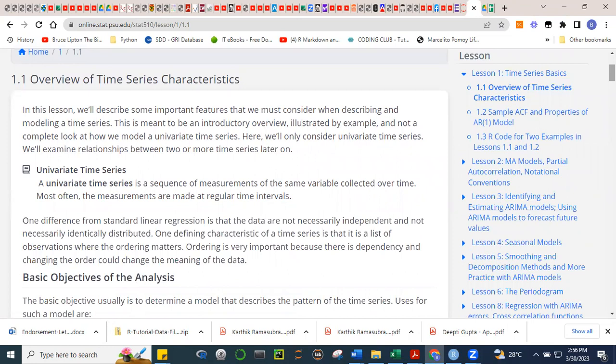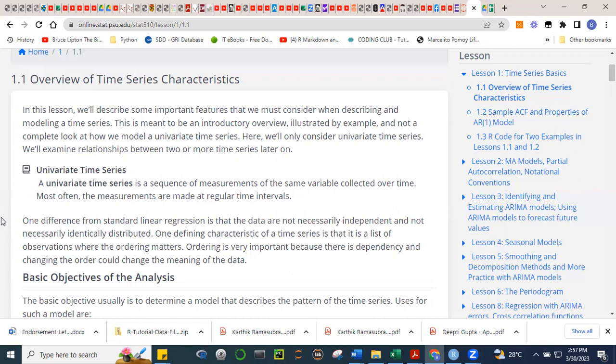All right. So what we're going to focus on is a univariate time series analysis. As the name suggests, univariate means it's a sequence of measurements of the same variable collected over time. So you're only dealing with one specific variable. If you're looking at several variables at the same regular time intervals, then you have what we call a multivariate time series. For this part of our discussion, we're going to focus on univariate time series analysis.